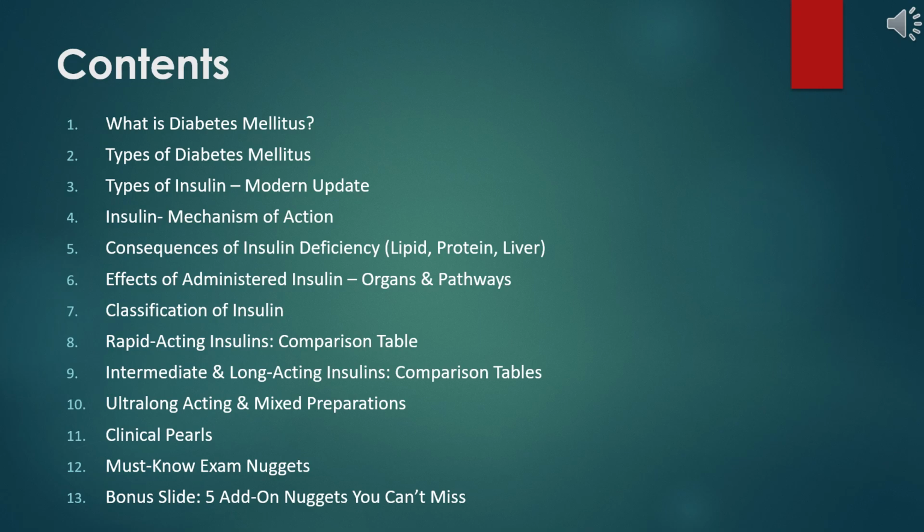So here's what we are covering today. From understanding diabetes mellitus to exploring insulin types, mechanisms, the clinical pearls, and bonus nuggets that are exam favorites but often missed.